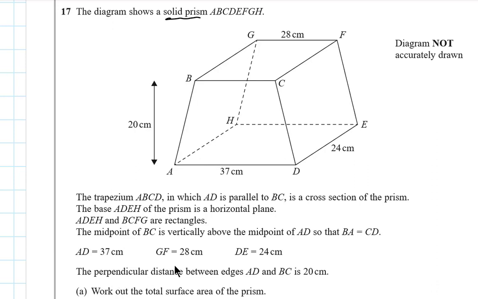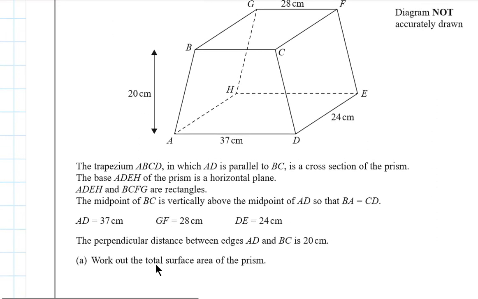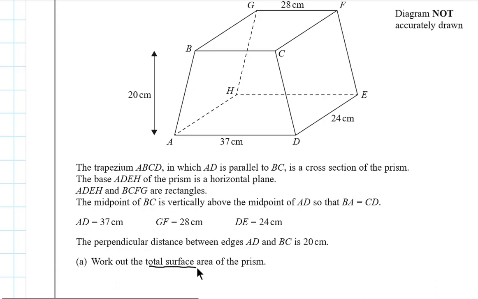AD is 37, the perpendicular distance, GF is 28, DE is 24. The perpendicular distance is 20, as we see here. By this information, we can calculate the area of the base, right? This is a trapezium, this is 28, 37, and the height is 20. So we don't have a problem in calculating the area of this trapezium. What is required now? Work out the total surface area of the prism.